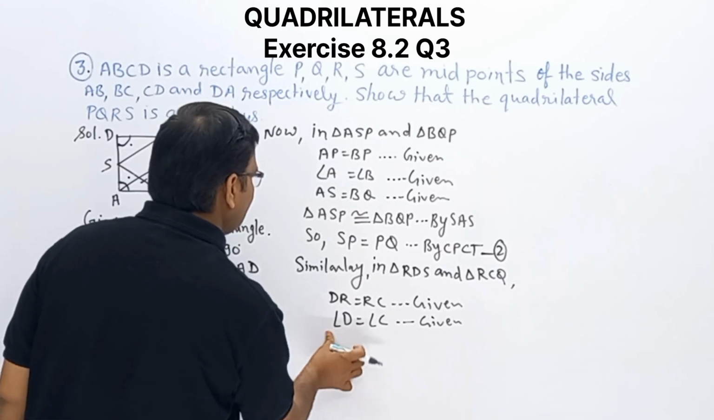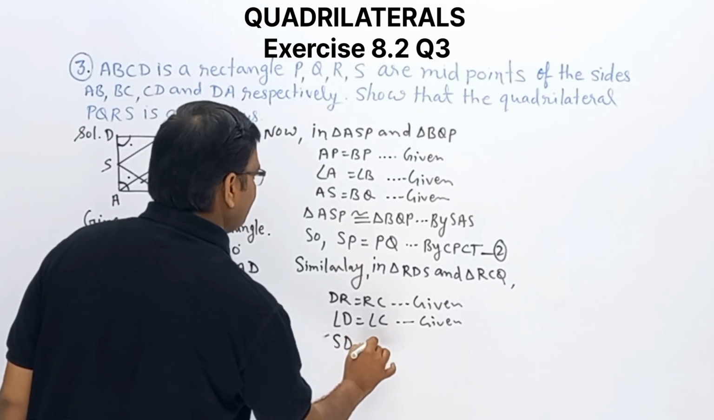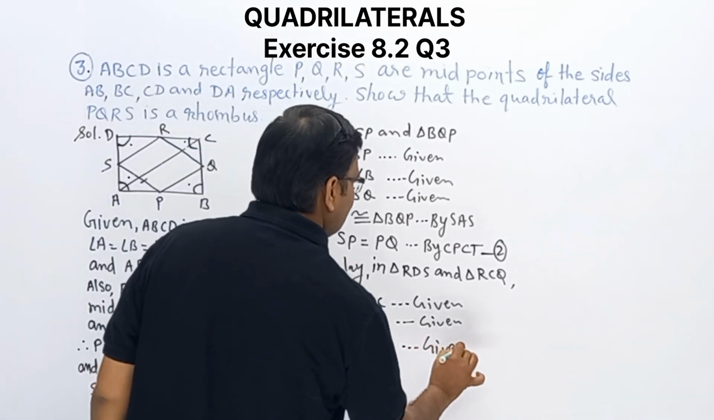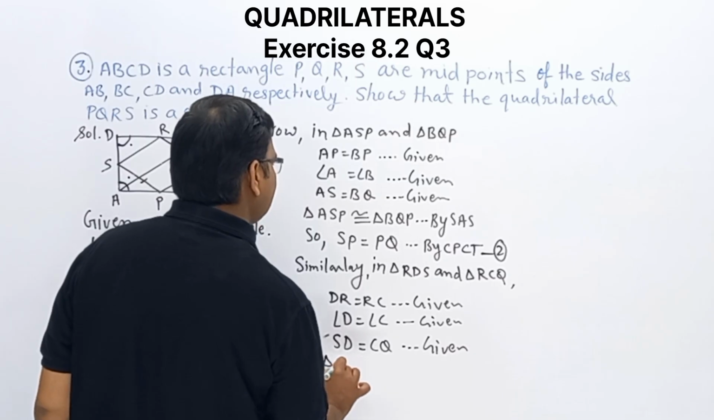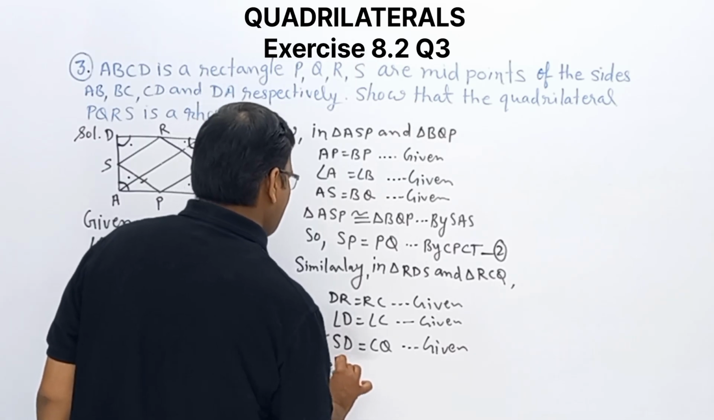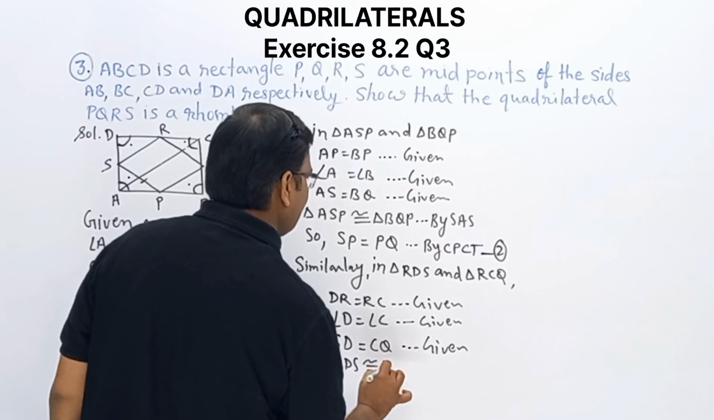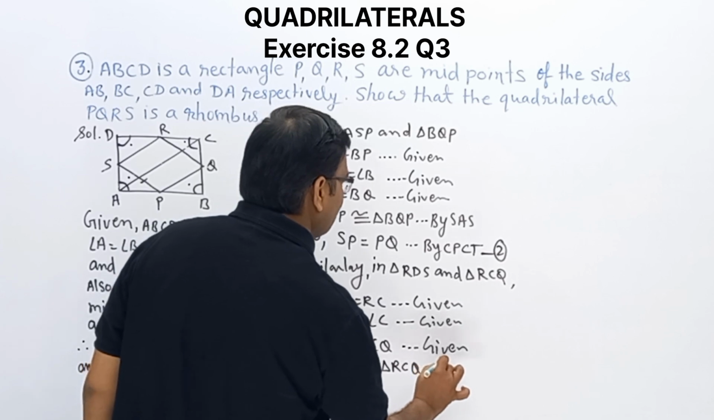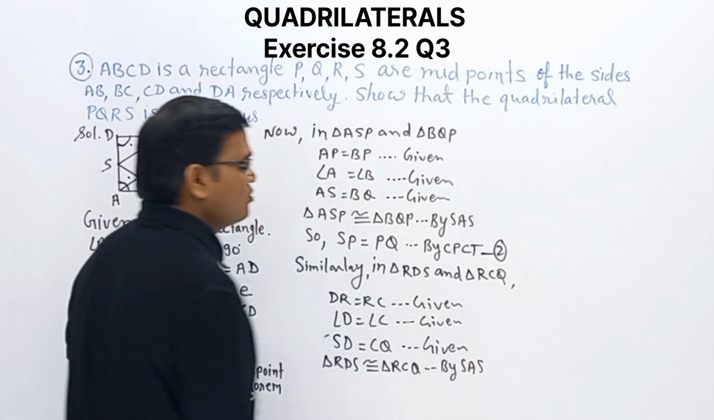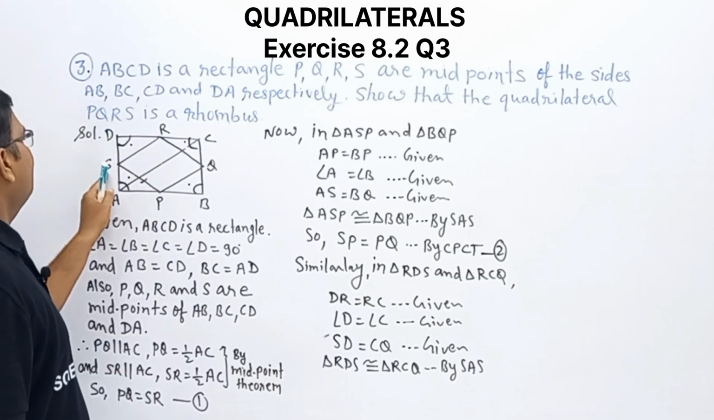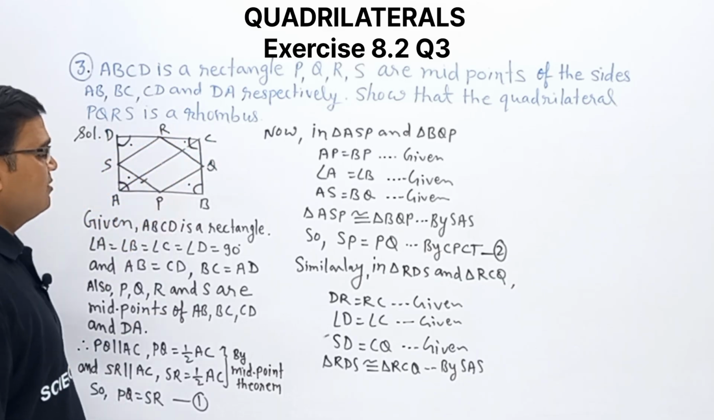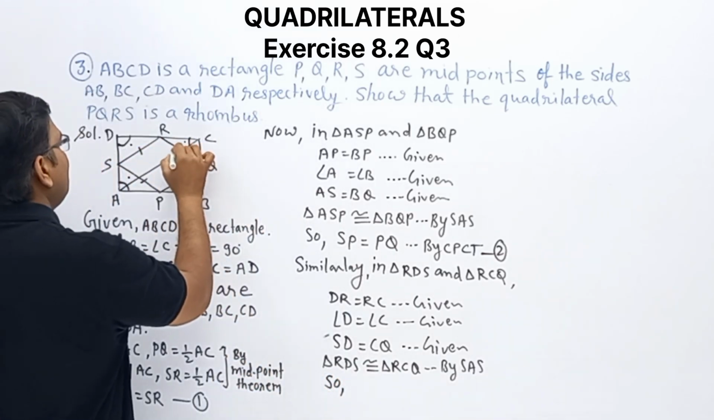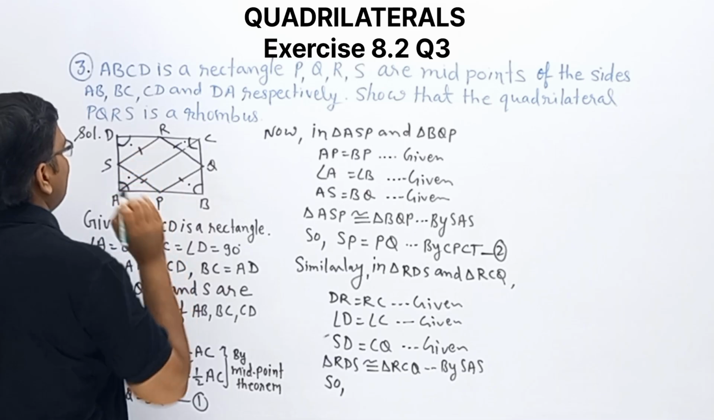SD equals CQ, this side equal to this one, given. So triangle RDS is congruent to triangle RCQ by the side angle side congruence rule. This side will be equal to this one, and this side will be equal to this one.